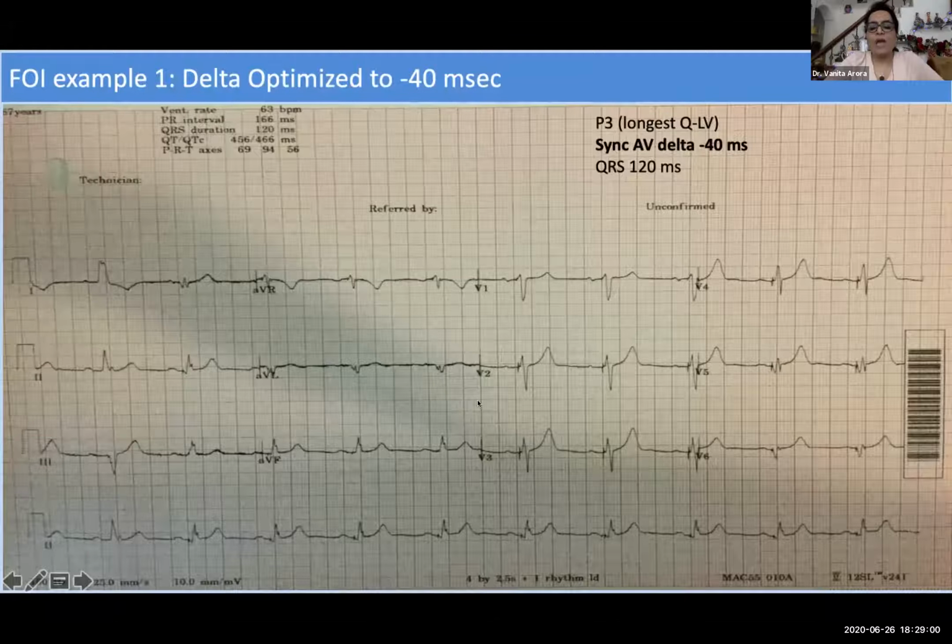And look how narrow the QRS has become. There is still a positive hump in the V1, which means a bi-V pacing. The lead 1 is biphasic, but it is a beautiful result, which has been obtained first by adjusting the VV delay, making it less early, and then by adjusting the AV delay by sync AV delta.